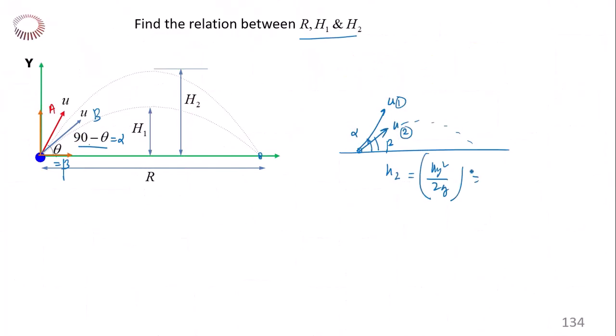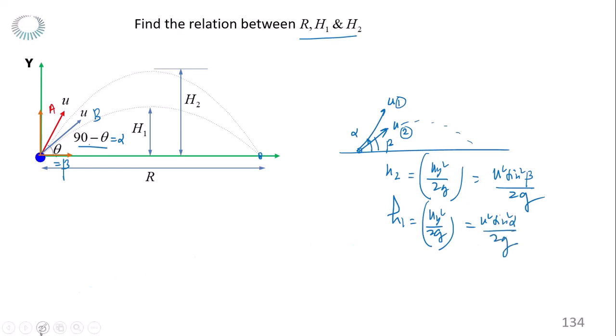What is uy? uy should be equal to u sine beta. For the second part, it will be u square sine square beta by 2g. Similarly, h1 should be equal to uy square by 2g, but now it is for the first particle, that is u square sine square alpha by 2g.